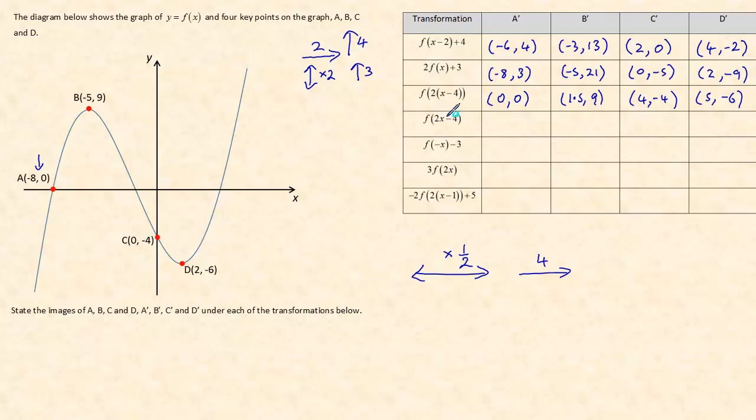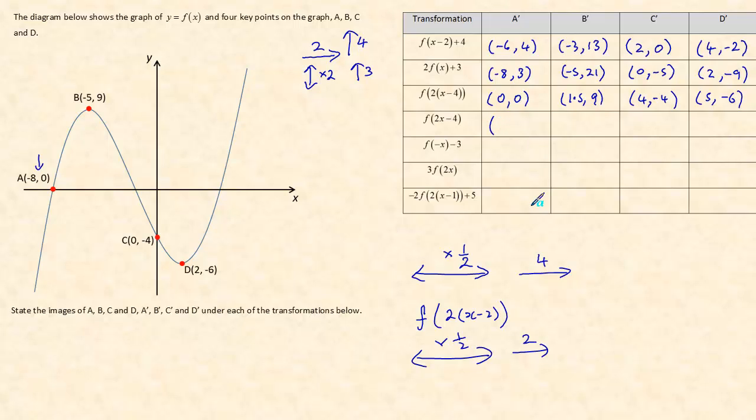Now with this one, it's in unfactorized form. Now you can work with that, you just do the transformations in a different order, but personally, I prefer to always work in the same way. So what I would do is I would factorize that inside there, so that it's like that. And then I've got a dilation, and then we move 2.